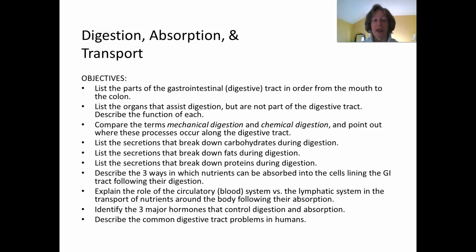Then the three major hormones that control digestion and absorption. These are the chemical messengers that are produced in one place and act in another place. That's the definition of a hormone. Basically, I want you to keep in mind the three that are helpful in controlling the digestive process. First up is gastrin.